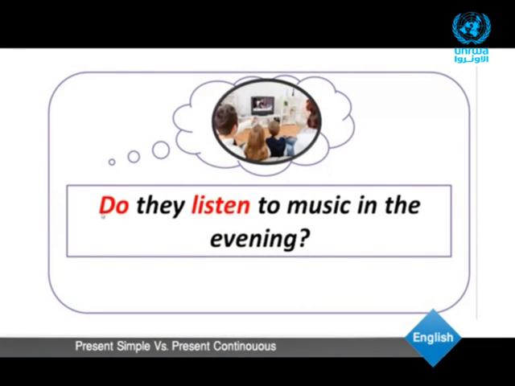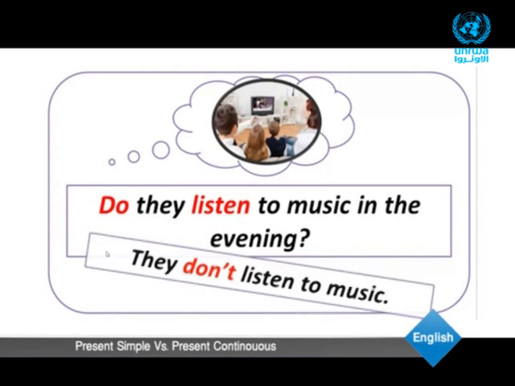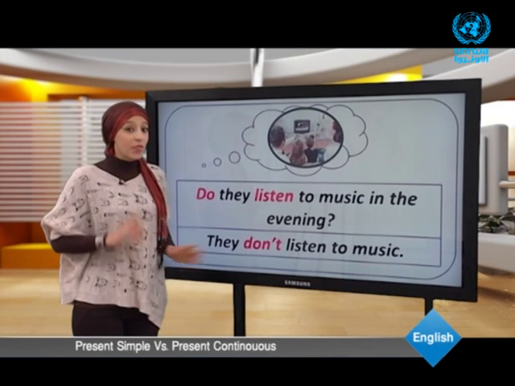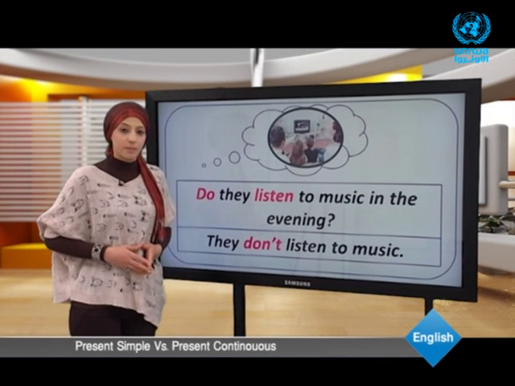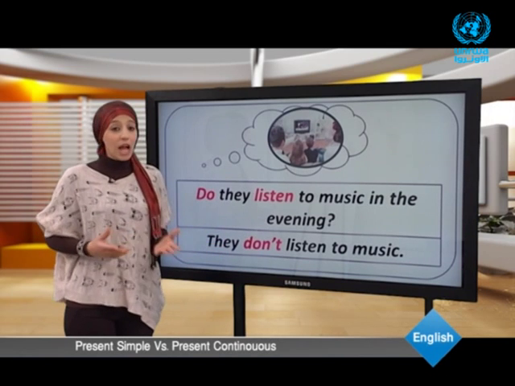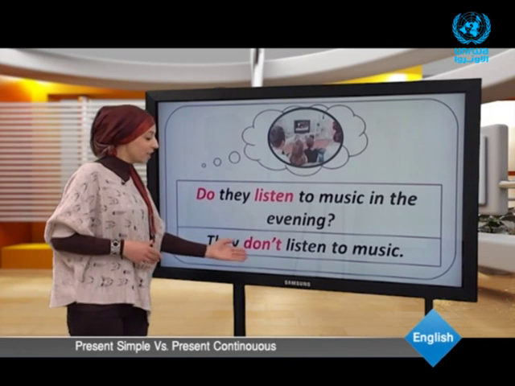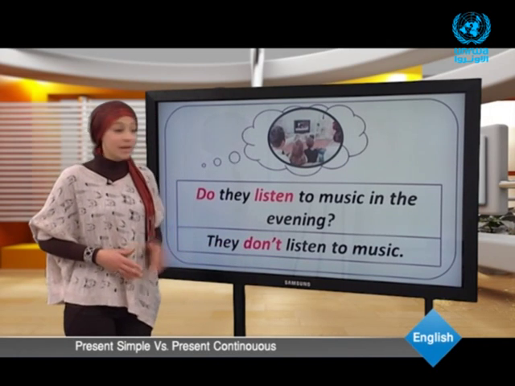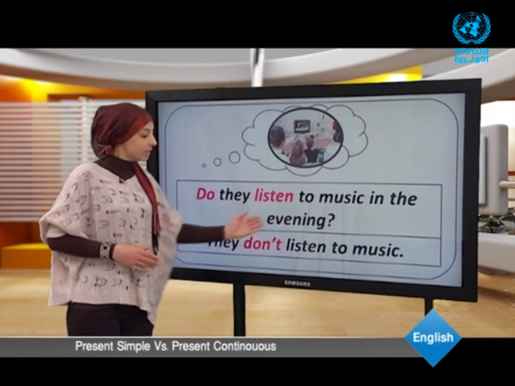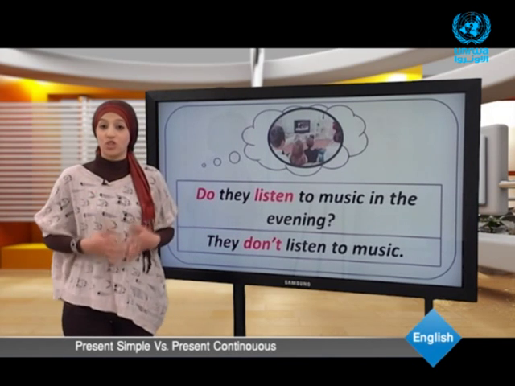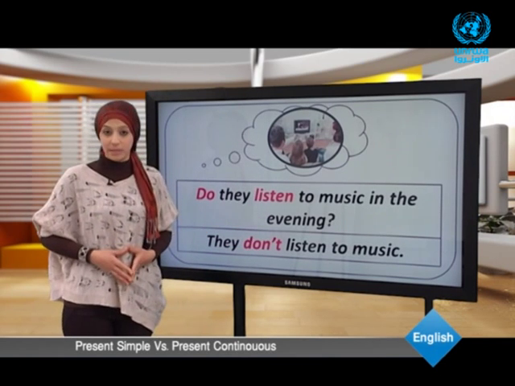Now, let's move to this question. Look at the picture. Do they listen to music in the evening? No. They don't listen to music. It's a negative sentence. How do we negate a sentence in the present simple tense? We add don't before the verb. They say, we don't listen to music. I'm a teacher. I don't work in a hospital.